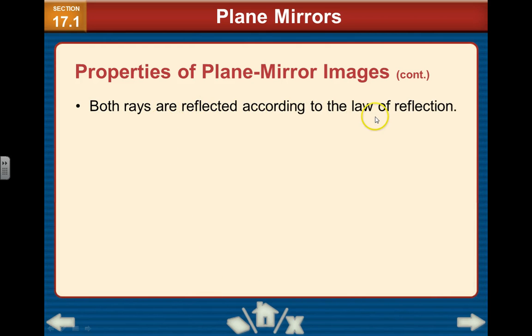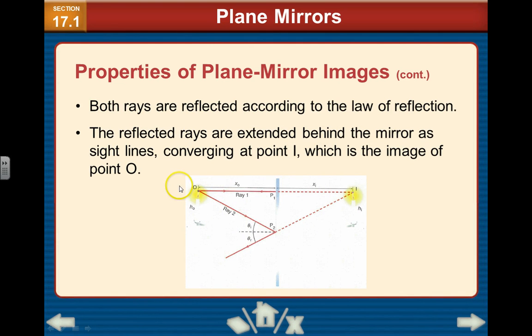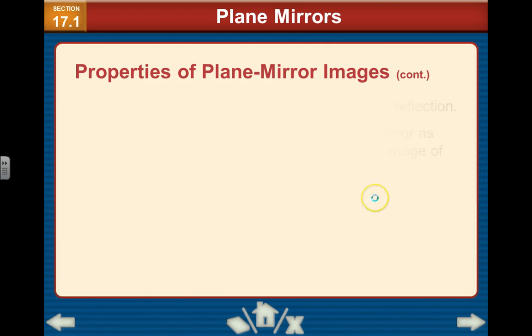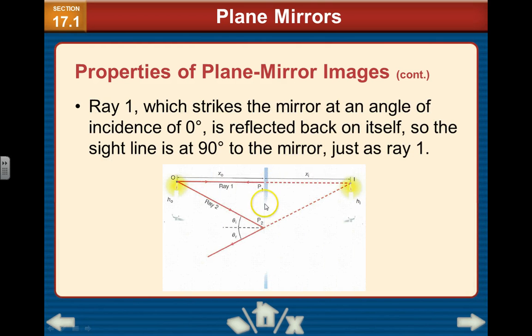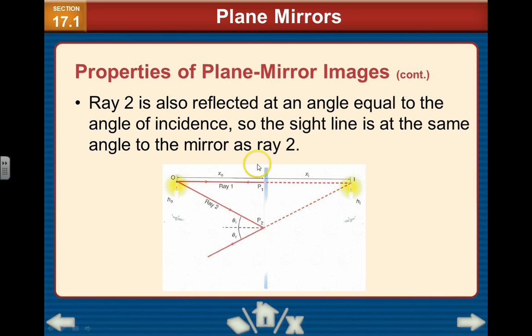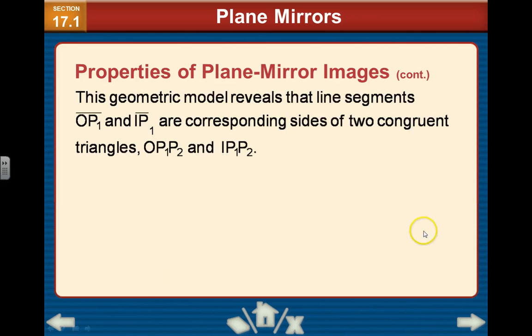Both rays are reflected in accordance with the law of reflection. Reflected rays are extended behind the mirror on the sight line, okay, and they seem to converge at this point I. So if you look at the geometry behind it, ray 1, which strikes the mirror, comes right back. It's 90 degrees to the mirror. It's 0 degrees from normal. Ray 2 seems to be coming off at the same angle as ray 2 hit the mirror.